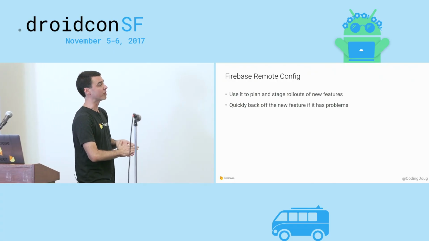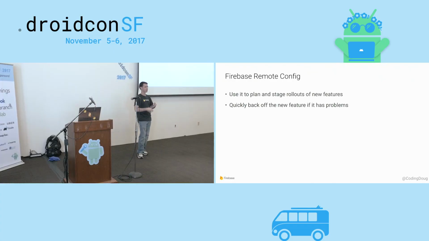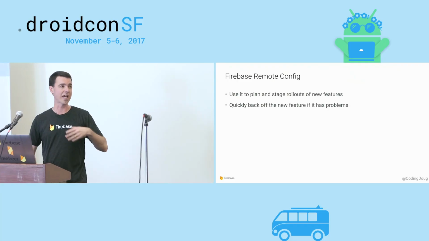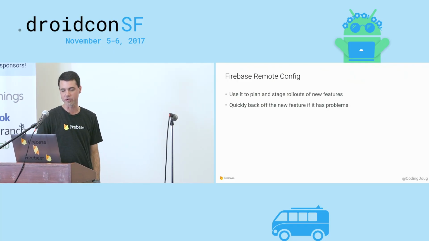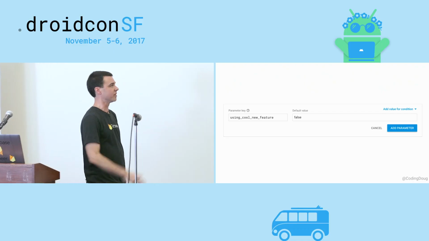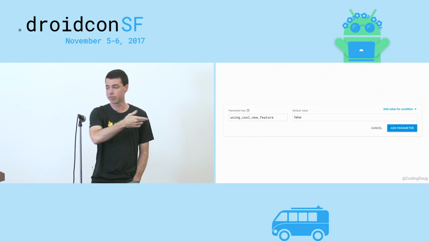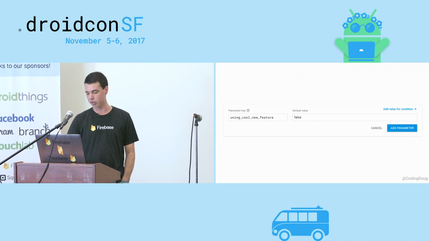What you can do with remote config is code any new features behind a remote config parameter. It's just a simple Boolean. Do I show this feature or not? And you flip the switch on the console so that your users see it basically all at the same time without having to wait for publication. So if you want to test a new feature, this is the remote config console in the Firebase console. You can define a new parameter, I'm going to call it using cool new feature, and the default value will be false.